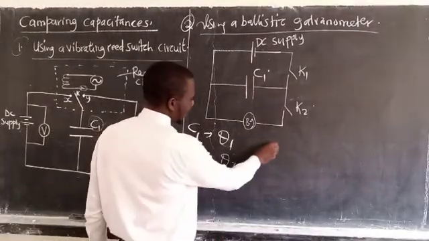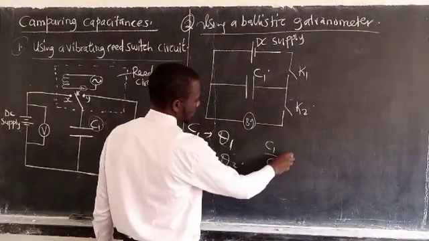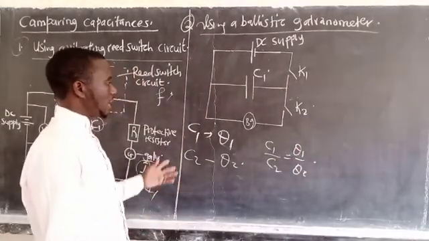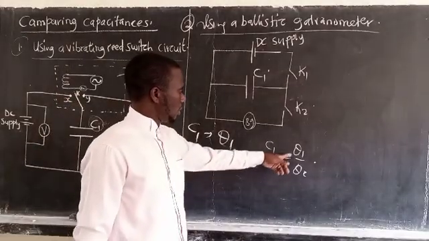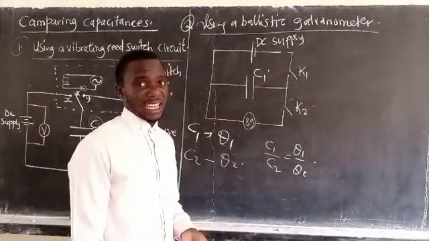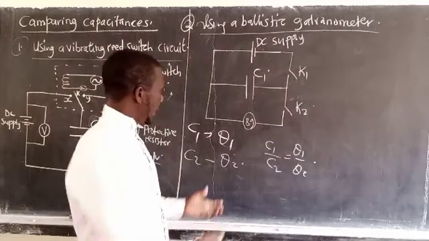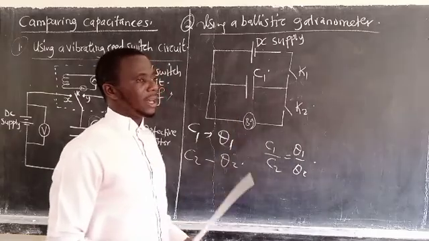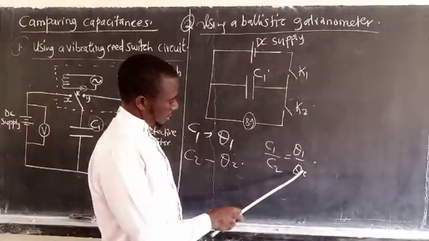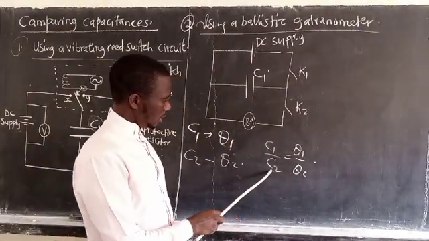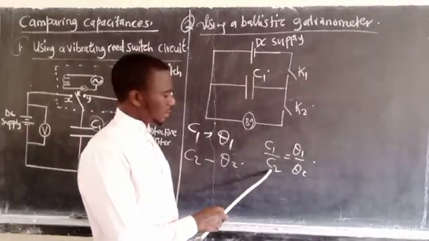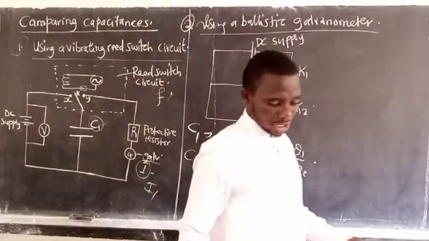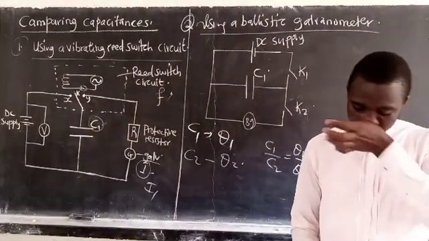So how do you compare? You just say that capacitor C1 over that of C2 is theta 1 out of theta 2. And by so doing, you can be able to compare and see which one is bigger than the other, right? And in any case, if one of the two is known, is standard, then you shall be able to determine the other one. Because this can be 2 degrees, 4 degrees, 6 microfarads. So therefore you can be able to get that, right? So that's what you do using a ballistic galvanometer.